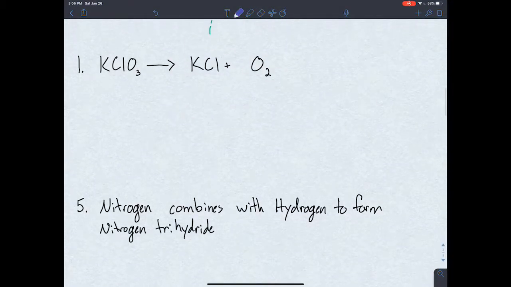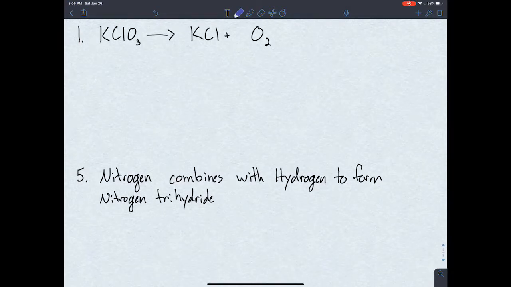All right, so first one. Let's just do it the basic way. All right, let's list our atoms. So we have potassium, chlorine, oxygen. And since nothing appears out of nowhere, law of conservation of mass, blah, blah, blah, we're gonna have the same stuff on this side. So we have potassium, chlorine, and oxygen.